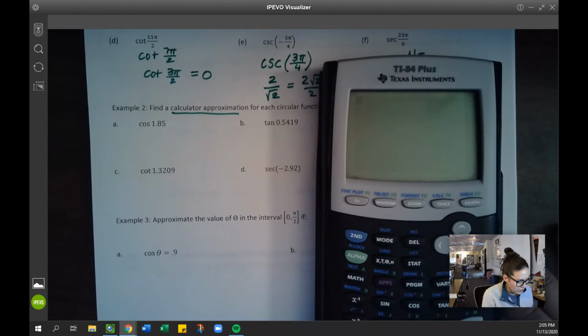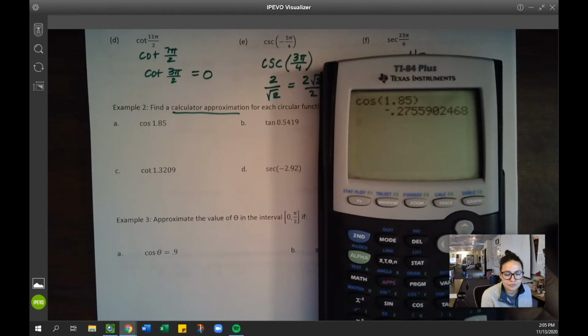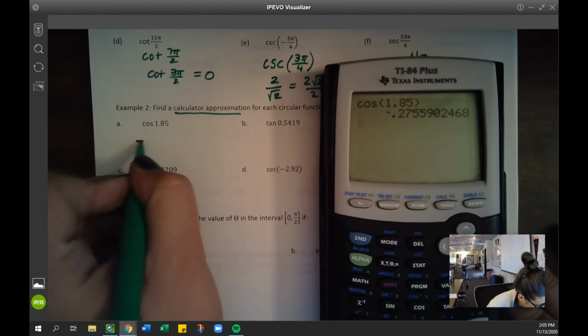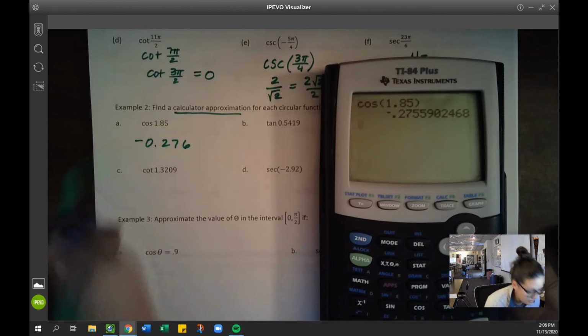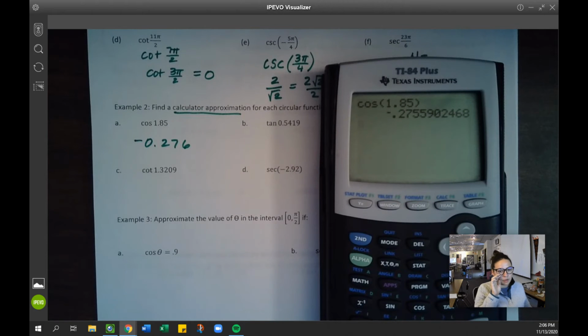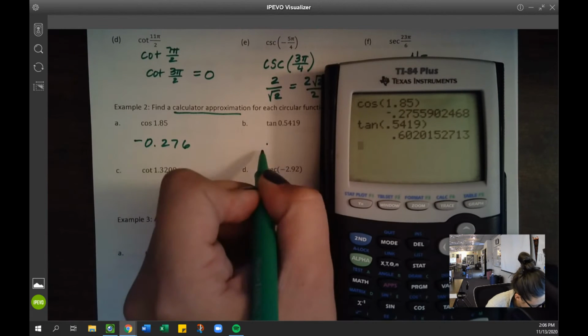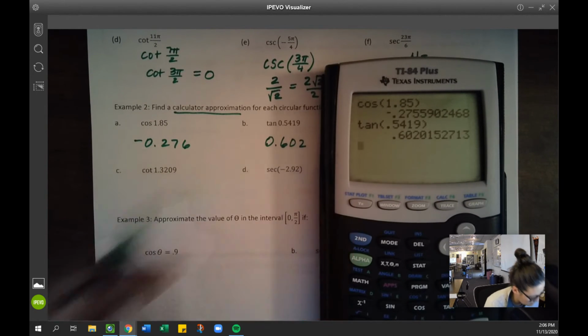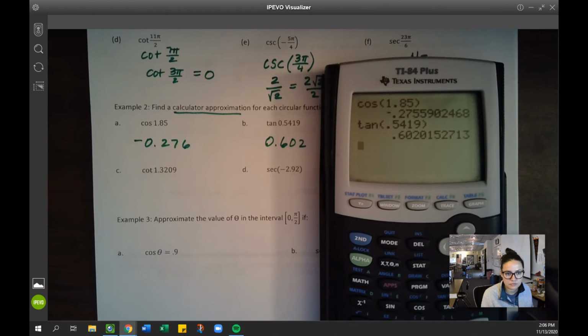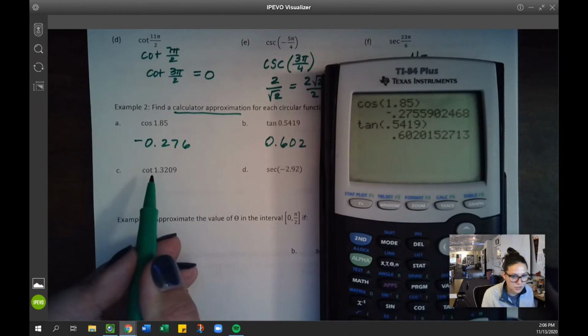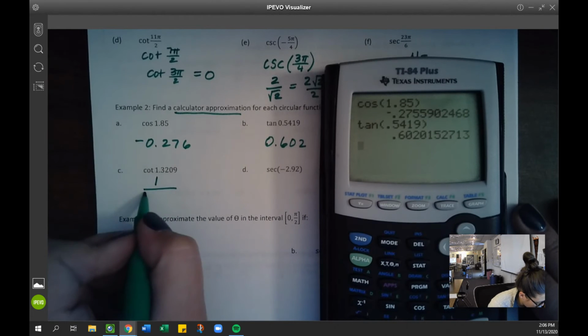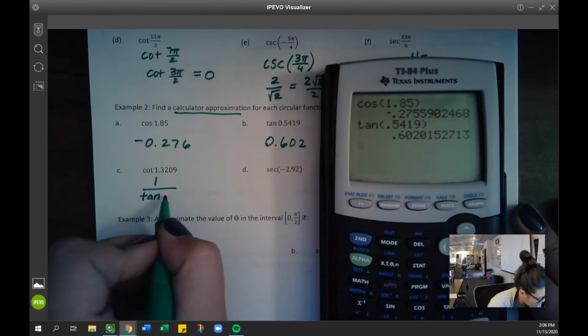So cosine of 1.85, I'm just literally going to type in cosine of 1.85, and I get negative 0.276 because I'm going to 3 decimal places. All right, tangent of 0.5419, 0.602. Cotangent, I don't have a cotangent button, but just like before, I'm going to do 1 over tangent.